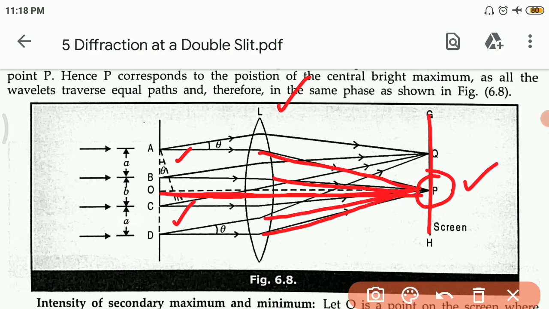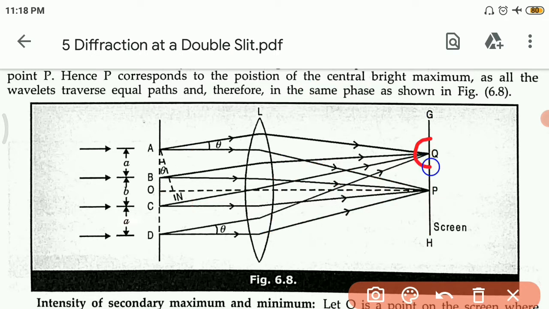Then we will now see how the secondary maxima and minima are produced, and how we calculate their intensity. Suppose we take another point here, Q, okay. Let Q be a point on the screen where the secondary wavelets are focused after being diffracted through a very small angle theta, okay, they are brought to focus by this lens L, okay.